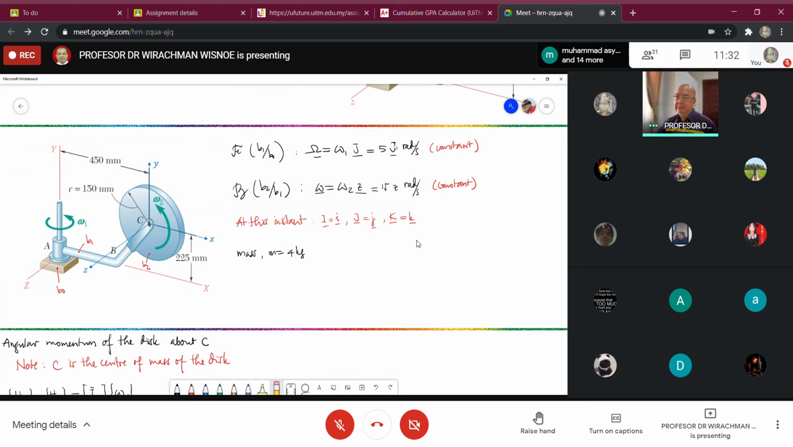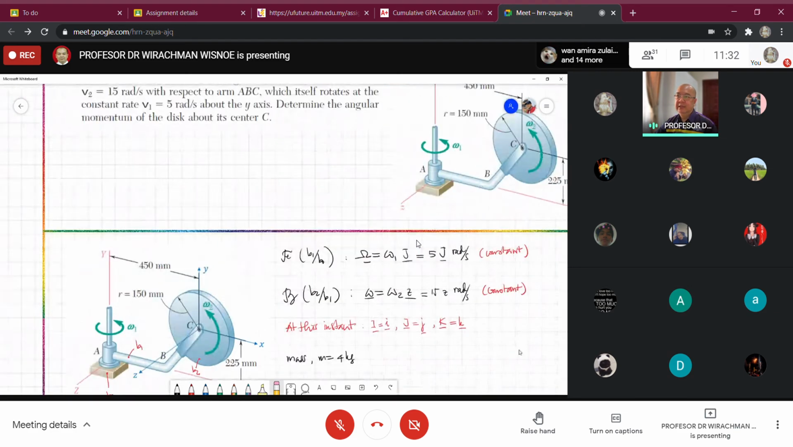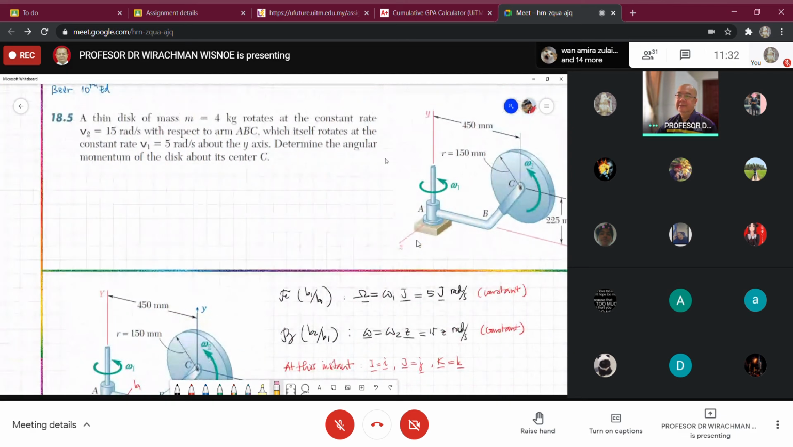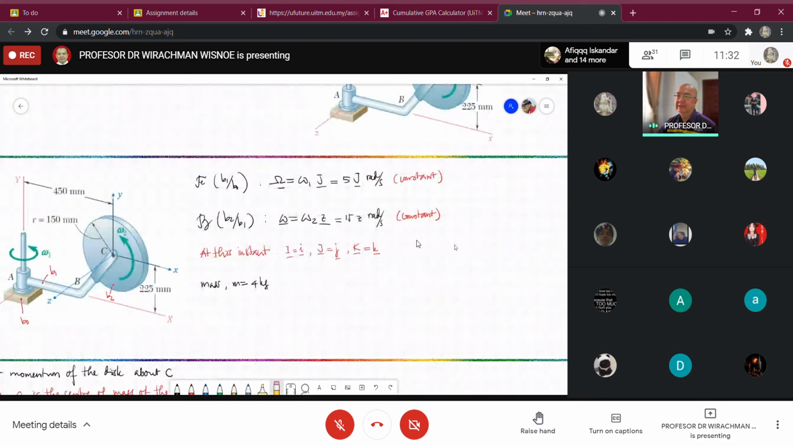The value you gave, you read it. And you can take snapshot or you can write the value. For omega 2, you write this one. So this is the given. Omega 2 is 15 k, omega 1, 5 J. You write. Okay. Now the question.